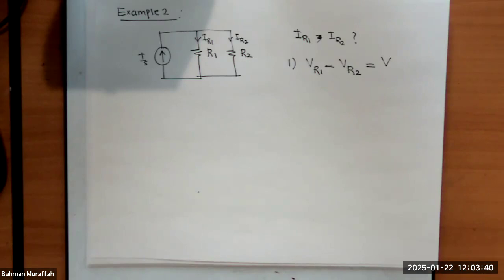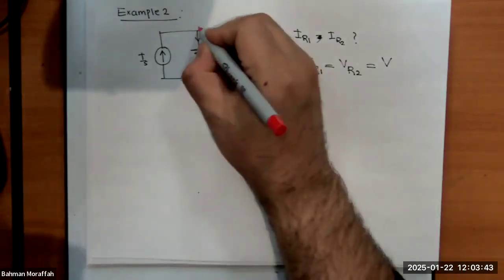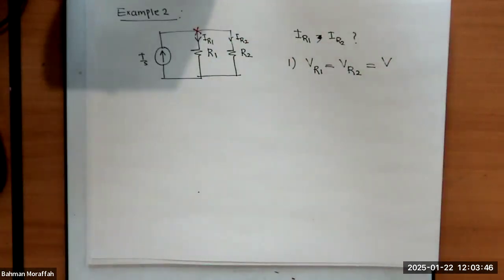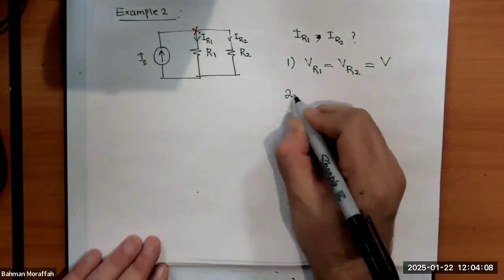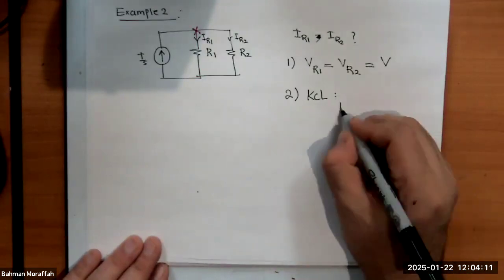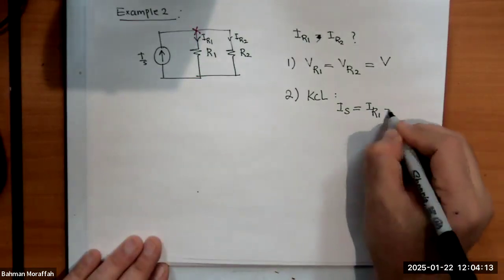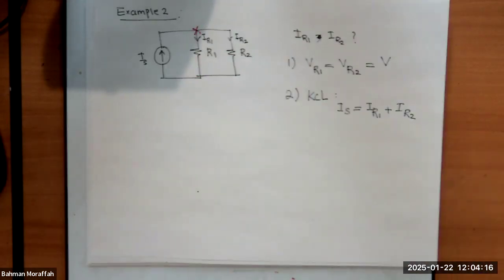What else can we see? If I write a KCL at this node, what do I get? I know whatever current is coming out should be the exact same as whatever current is going in. What is going in? I of S. The things that are going out, I of R1 and I of R2. Right? So writing the KCL, IS equals I of R1 plus I of R2. We know that.